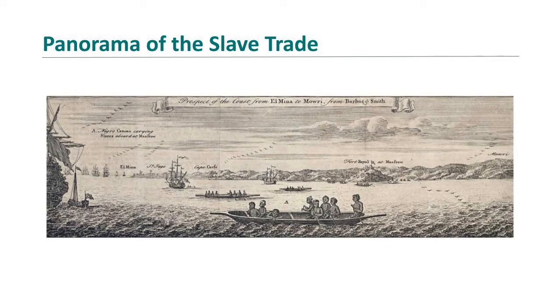Here is an early 18th century panorama of the slave trade on the western coast of Africa. Canoes carry slaves to a waiting ship for transportation to the New World. In the background are noted some of the many slave trading outposts established by European powers, including Cape Coast, Corso, the chief base of the Royal Africa Company of England.